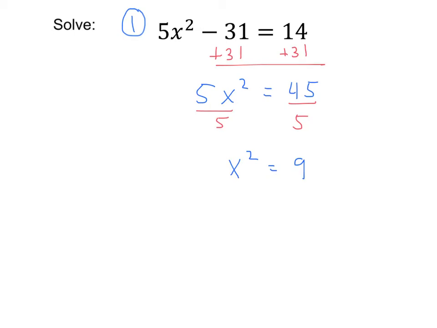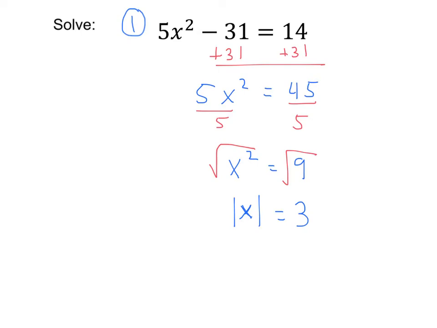Now once you have your x squared isolated, here's what we can do. We can take the square root of both sides. Now the square root of the 9 on the right, that's easy. That's just 3. But what about the left side? Square root of x squared. Remember on our previous slide, we said, what can we say this is always equal to? Square root of x squared is equal to the absolute value of x. So now we have this equation here. Absolute value of x equals 3.